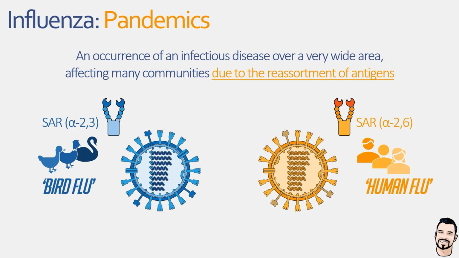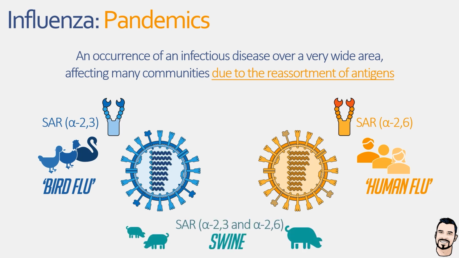Now this isn't necessarily a problem. Human influenza viruses infect humans and avian influenza viruses infect birds. However, it's not as simple as that. You see, pigs have epithelial cells which have both alpha-2,3 and alpha-2,6 sialic acid receptors, meaning they can be infected with both human and avian influenza viruses at the same time.